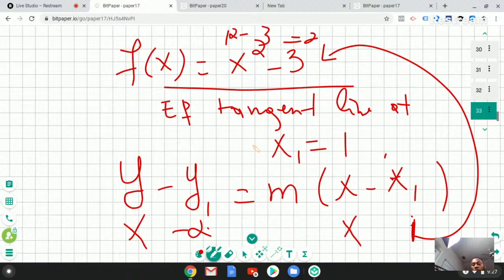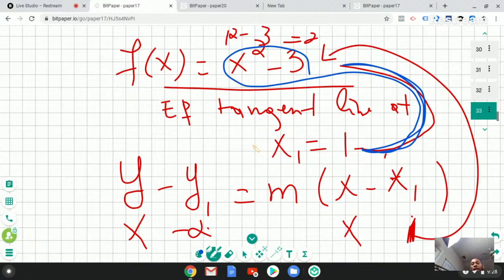To find y1, I just plug that 1 that they give us inside of this equation. Let me do the arrow in a different color so you understand where it's coming from. I plug the 1 inside of this equation, and that gives me the y1. So all I have left to find is the slope. Now, how do we find the slope?